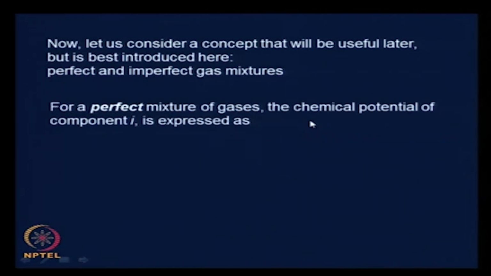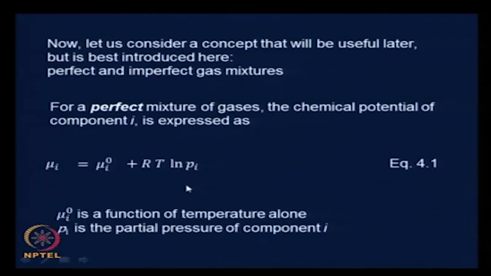For a perfect mixture of gases, the chemical potential of a component i in that mixture, which is made up of many different components, let us take one component i, is expressed as mu i equals mu i naught plus RT ln Pi. Pi is the partial pressure of the component i as given here, and mu i naught is a function of the temperature alone, as we had seen earlier. This is for a perfect mixture of gases.